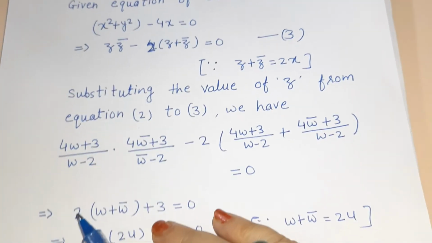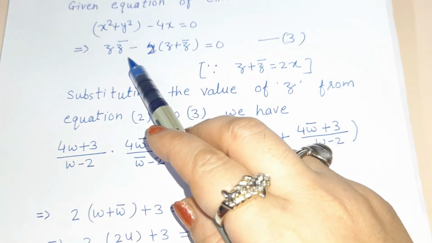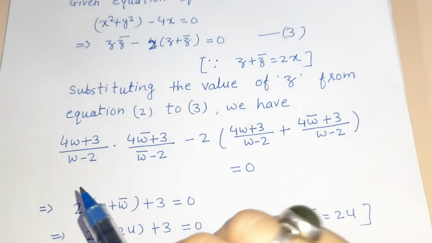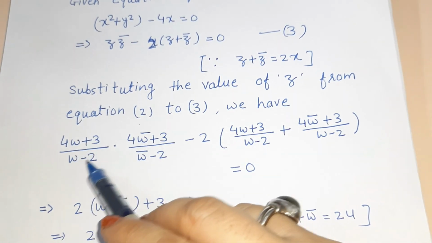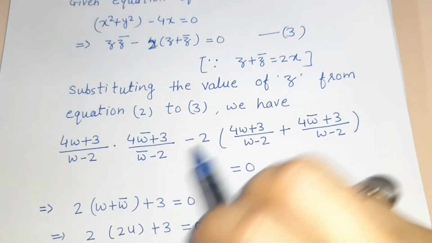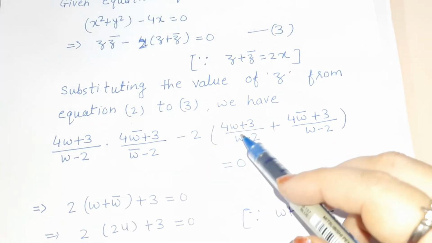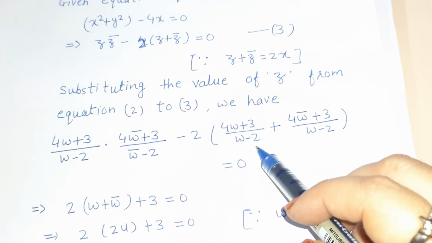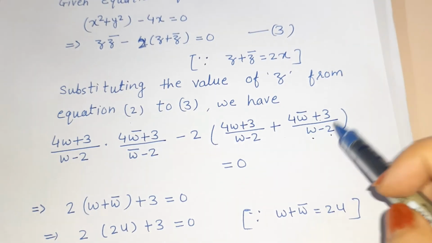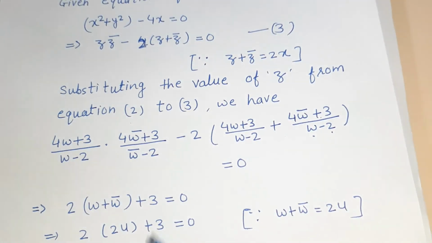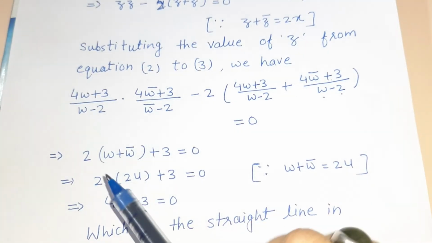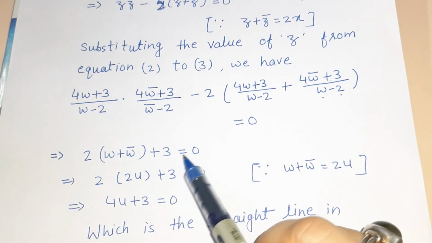Now we put the values of z and z bar from equation number 2 in this equation number 3. Then what do we get? (4w + 3)/(w - 2) times (4w bar + 3)/(w bar - 2), and similarly here minus 2 times [(4w + 3)/(w - 2) + (4w bar + 3)/(w bar - 2)]. We are putting the values of z and z bar. Then we solve and simplify this equation, and we get 2(w + w bar) + 3 is equal to 0.